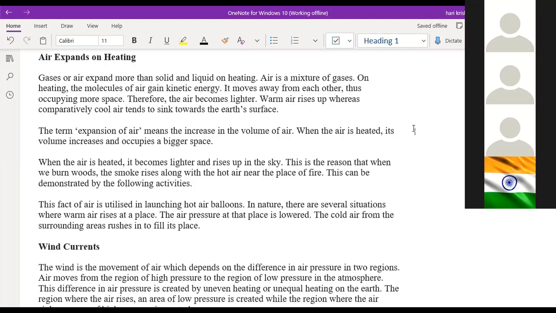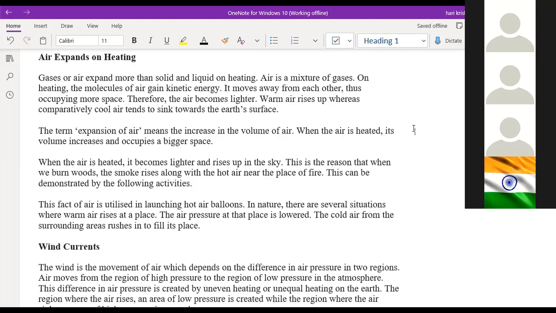This can be demonstrated by the following activities. This fact about air is utilized in launching hot air balloons. In nature, there are several situations where warm air rises at a place. The air pressure at that place is lower, and the cold air from the surrounding areas rushes in to fill its place. So, do you understand all the points?